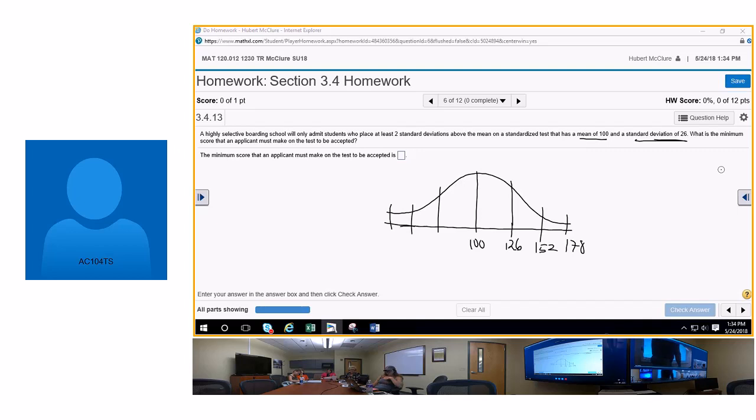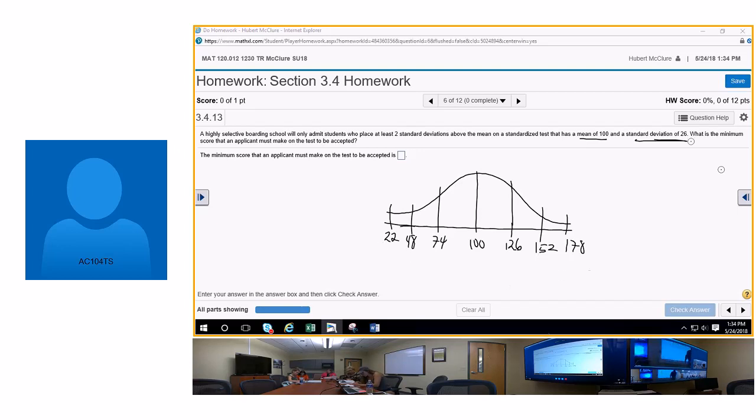100 minus 26 is what? 74? 74 minus 26 is 48. 74 minus 26, 48. And 48 minus 26 is 22. Okay, so this is 1 standard deviation, 2 standard deviations, 3. 1 standard deviation, 2 standard deviations.